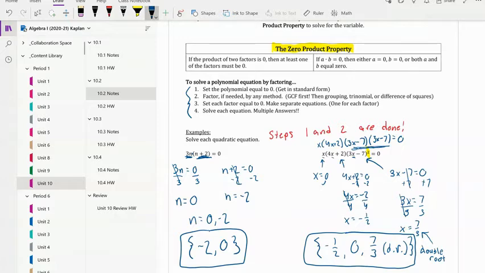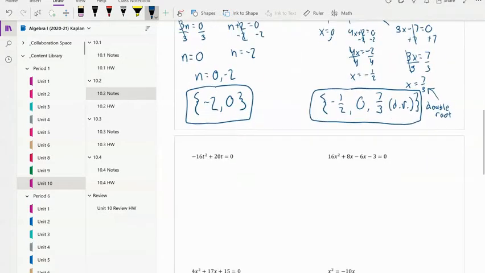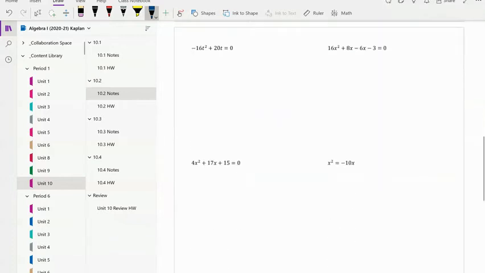So let's do some problems where we do all these steps. Again, the steps are: step 1, set it equal to 0 and get it in standard form. Step 2, factor. Those are the 2 that we didn't have to do for this one. Steps 3 and 4 are what we just did, right? So we set each factor equal to 0, and then we solve. Yes, you will get multiple answers, and that is okay. Here we go. We've got 6 more examples.